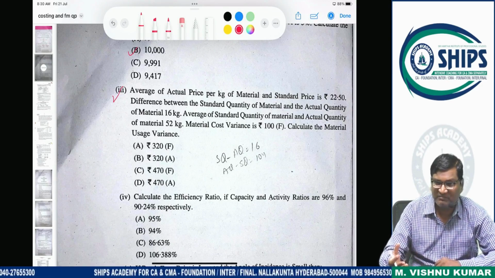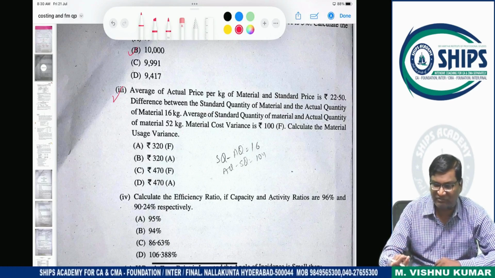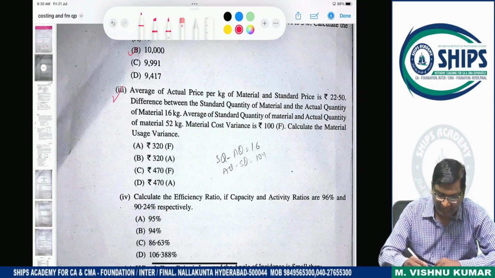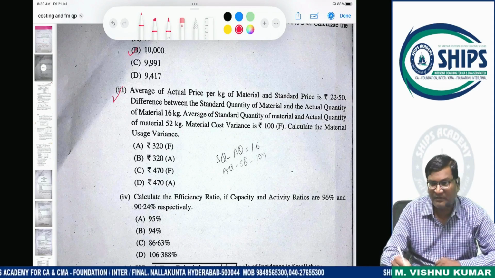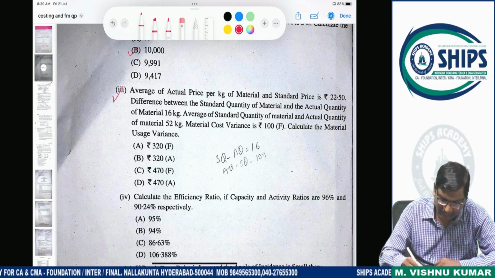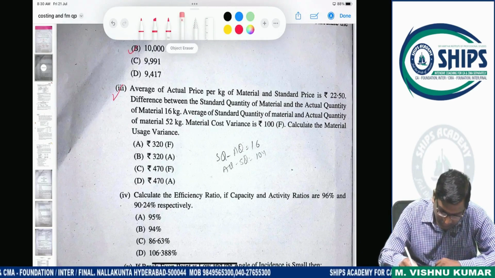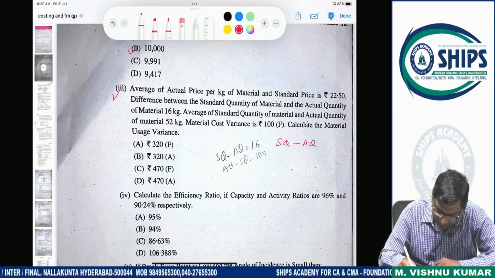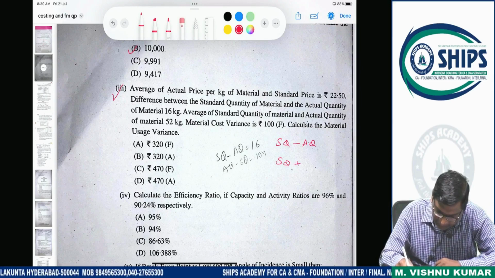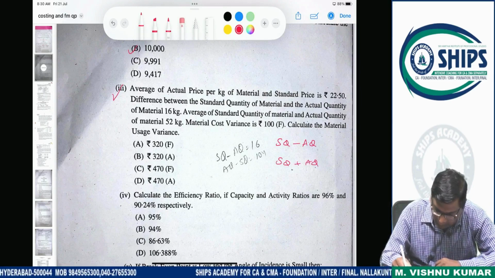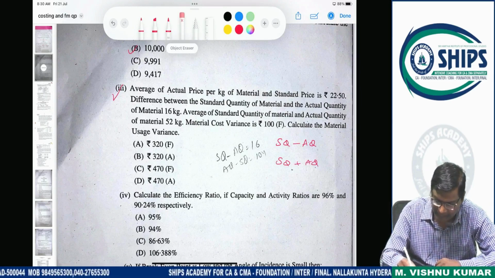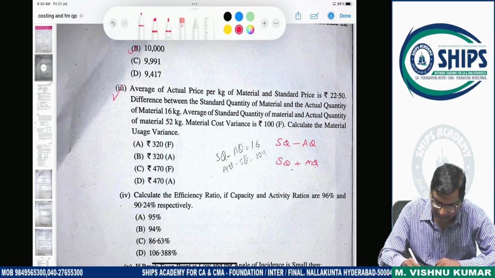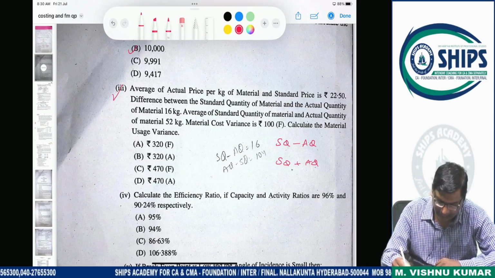So he is testing the algebraic knowledge of the students, maximum algebra knowledge here. So here we have to frame two equations. They have given the difference between standard quantity and actual quantity, and he has given a hint about the total of standard quantity and actual quantity. So from these two equations, we have to find out the required usage variance.